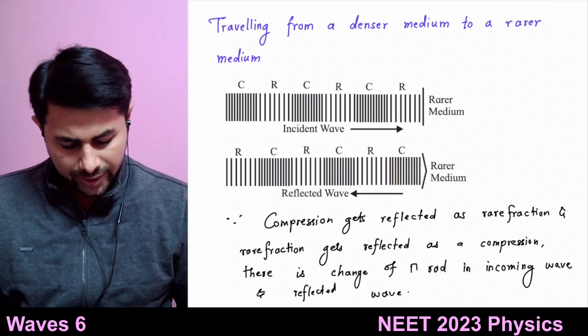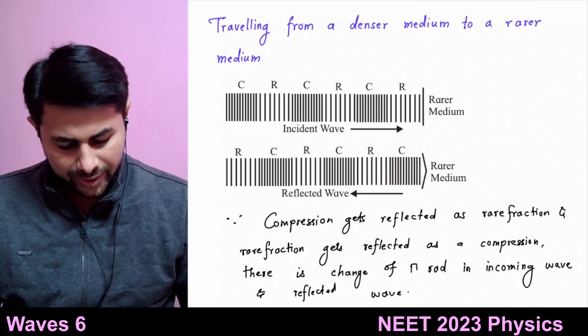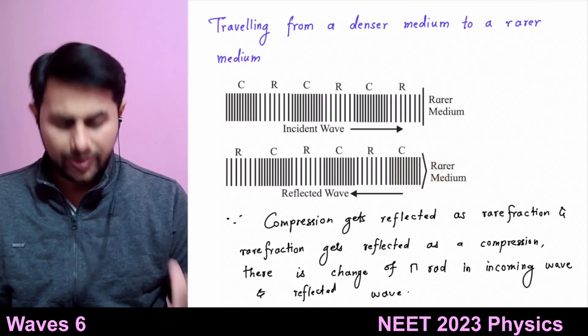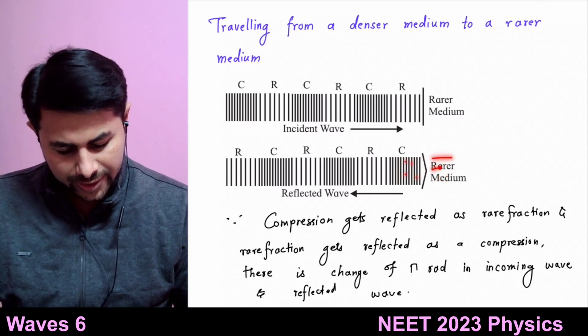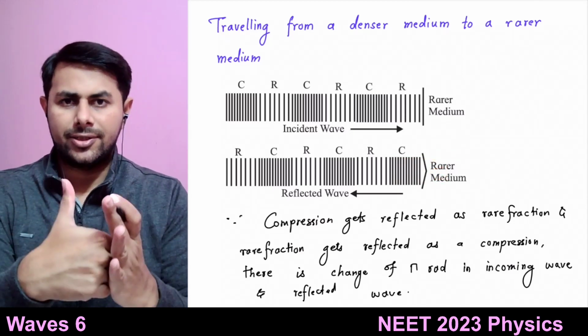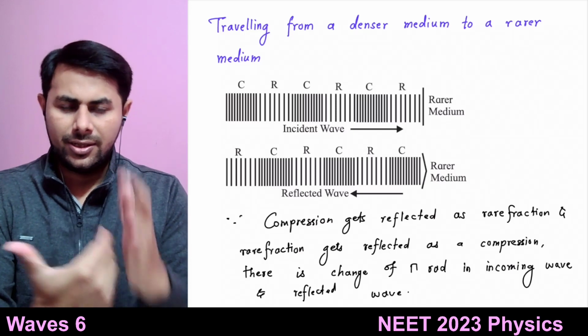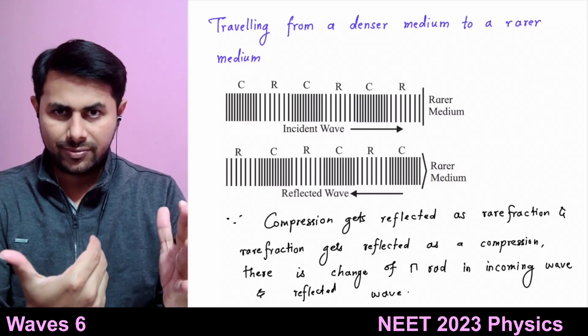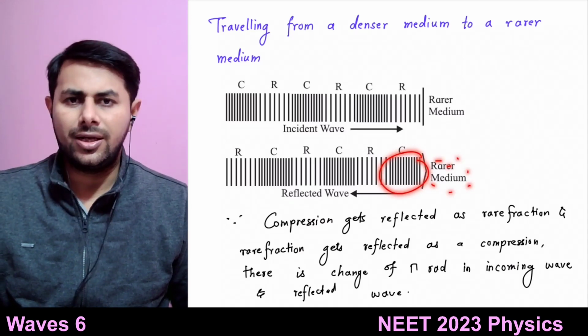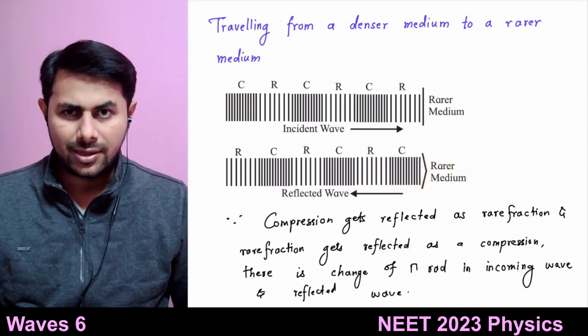But now see what's happening here. These particles of the rarer medium are pushed away and this compression travels into the rarer medium. Why? Because there are other particles which are coming in from the backside. They are pushing these particles further. So this compression travels into the rarer medium, right?